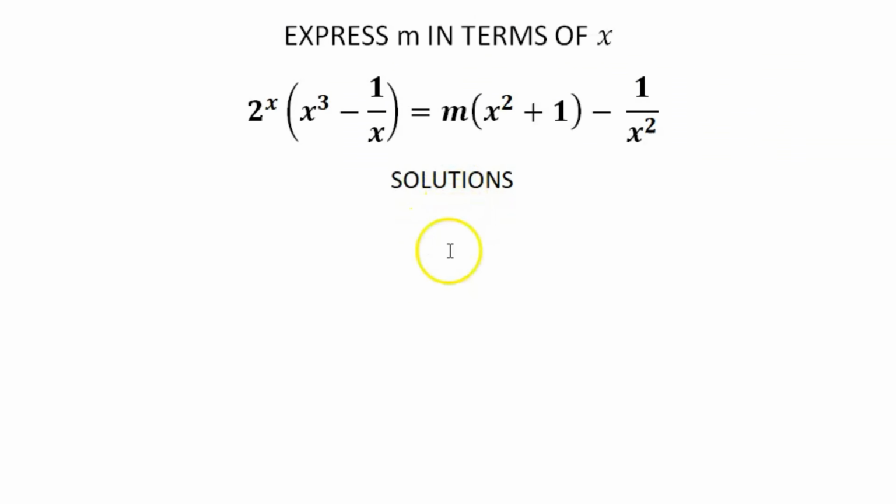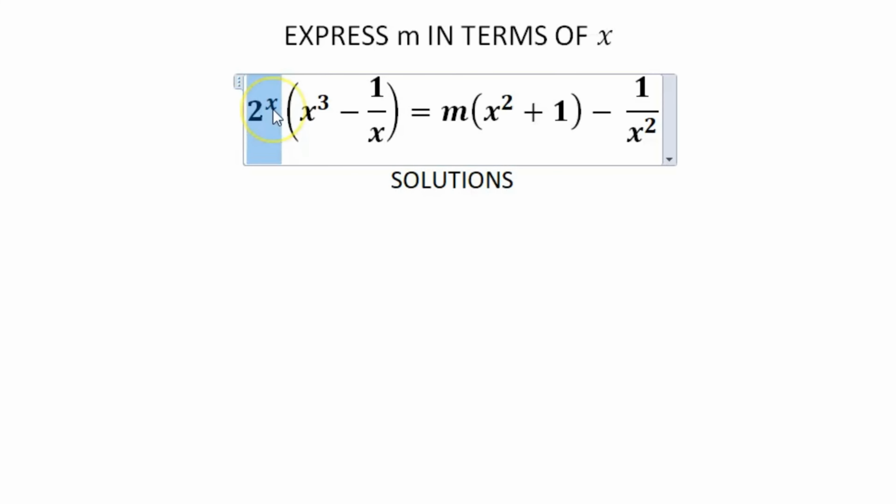Okay, so with this particular question, we are asked to express m in terms of x. And being asked to express m in terms of x means we should simply make m stand alone. And in doing that, we have to remove brackets, or we should expand all the brackets so that we have a good equation where we can group like terms and simplify.